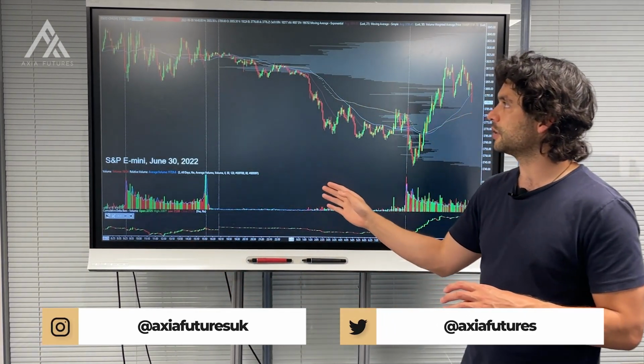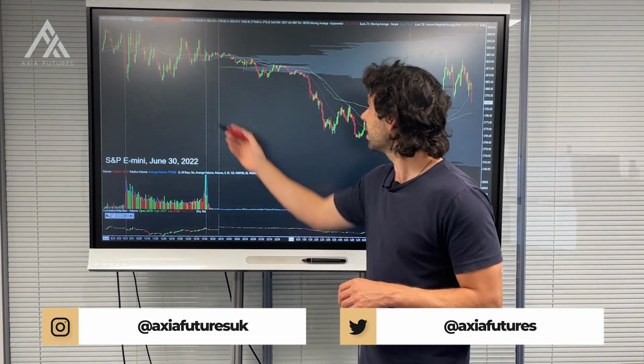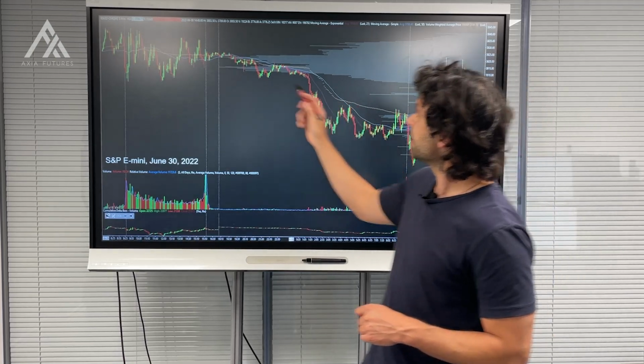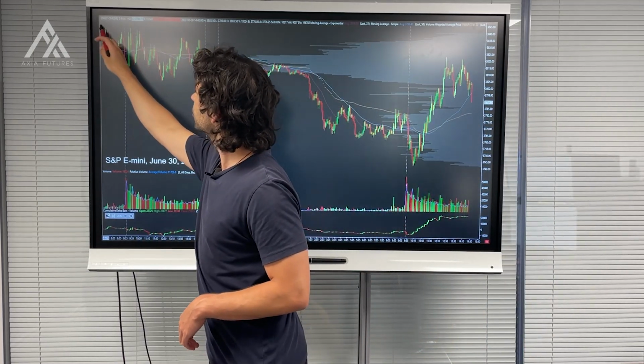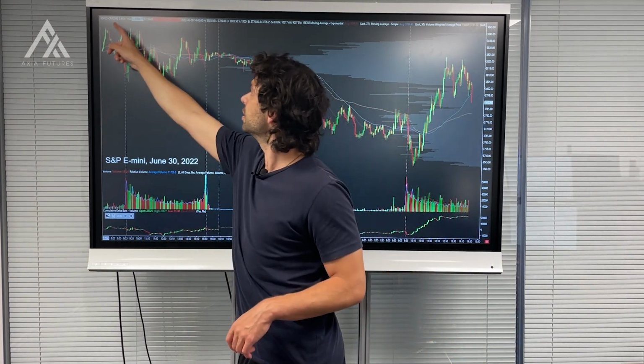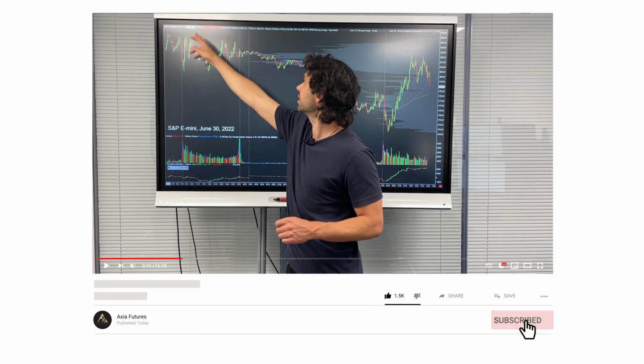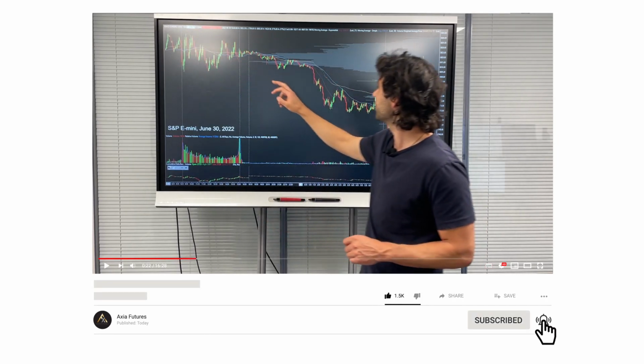Here we're looking at the S&P E-mini futures on the 30th of June. Now basically the market had come off and it had left a really poor high up here. So this is an overnight high right at the top there. Sorry, the pen isn't working. And it's an iceberg in itself actually, and it's also the same tick as the high of that cash session.